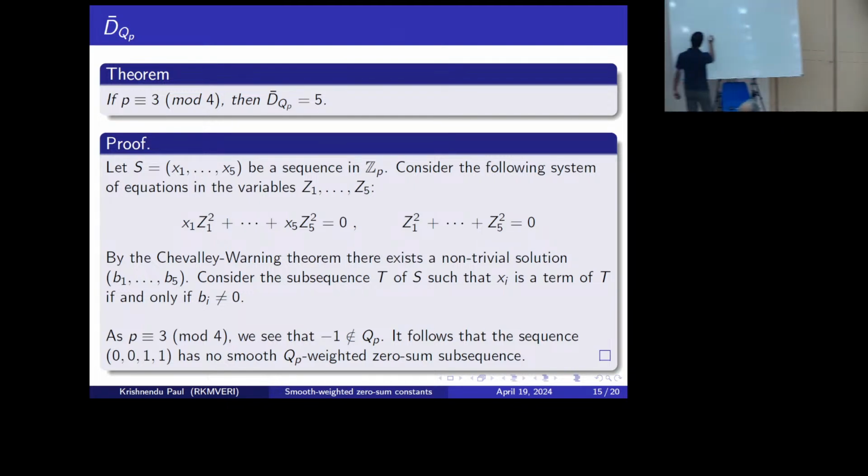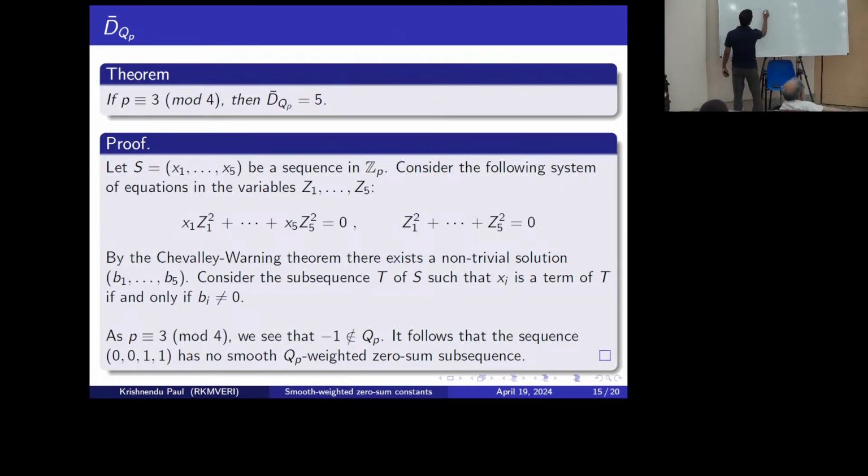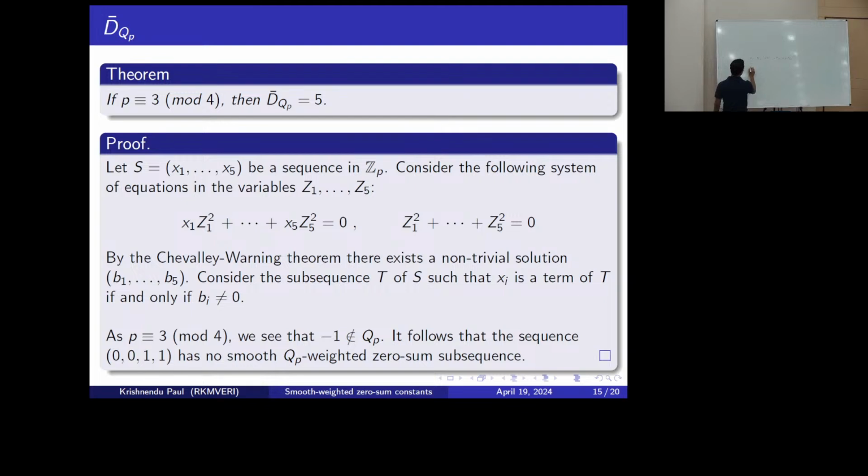Because if a1 is 0, then for some... and if we take a1 equals to minus a2, that means -1 equals to a1. This will contradict that -1 belongs to QP. Okay.